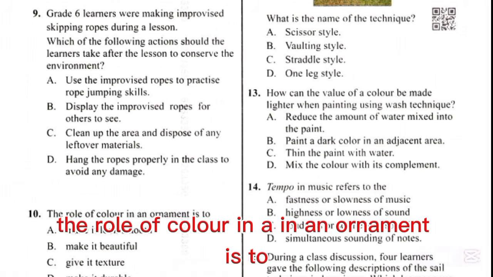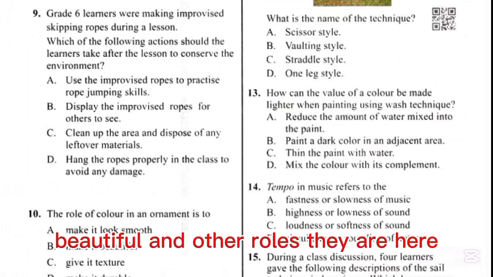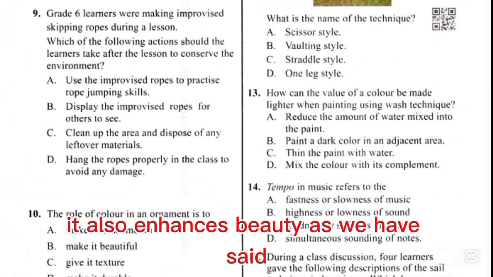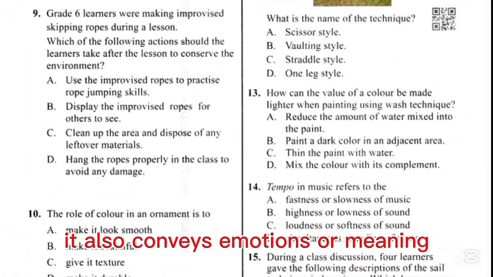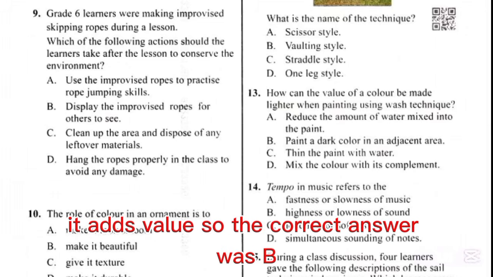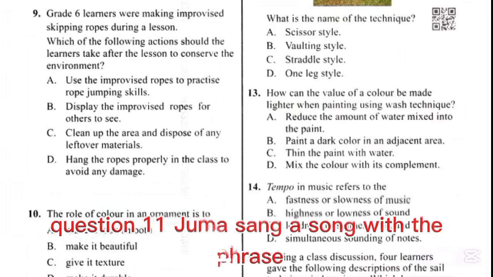Question 10. The role of color in an ornament is to make it beautiful, and there are other roles. It makes them attractive and visually appealing. It also enhances beauty, as we have said. It expresses culture. It also conveys emotions or meaning. It creates contrast and emphasis. And lastly, it adds value. So the correct answer was B. It makes it beautiful.